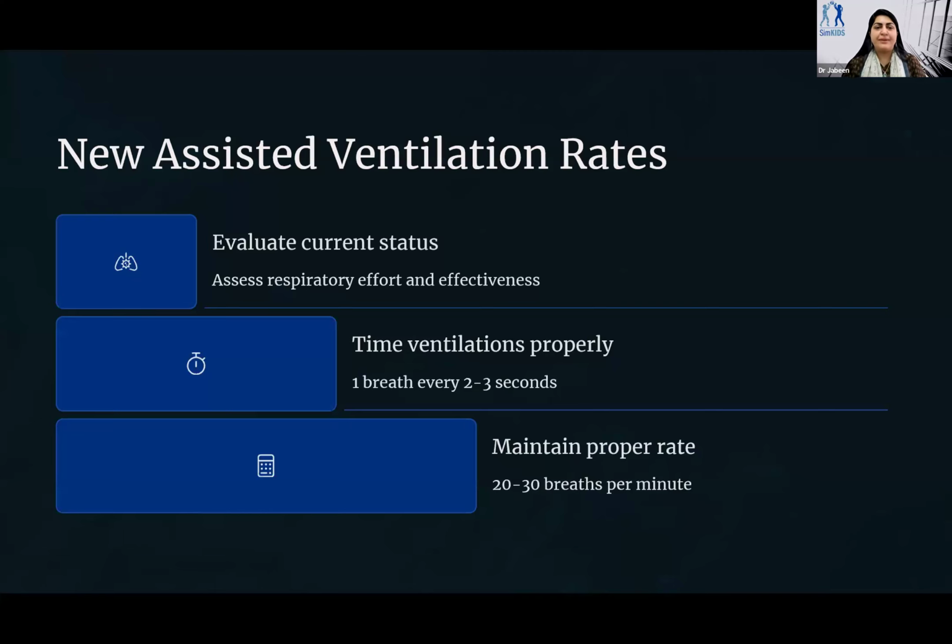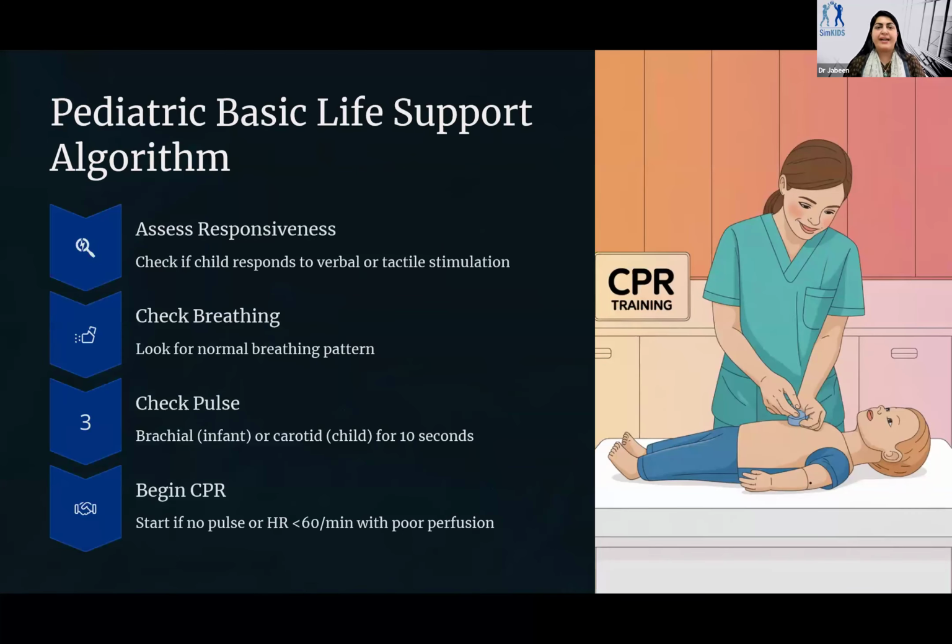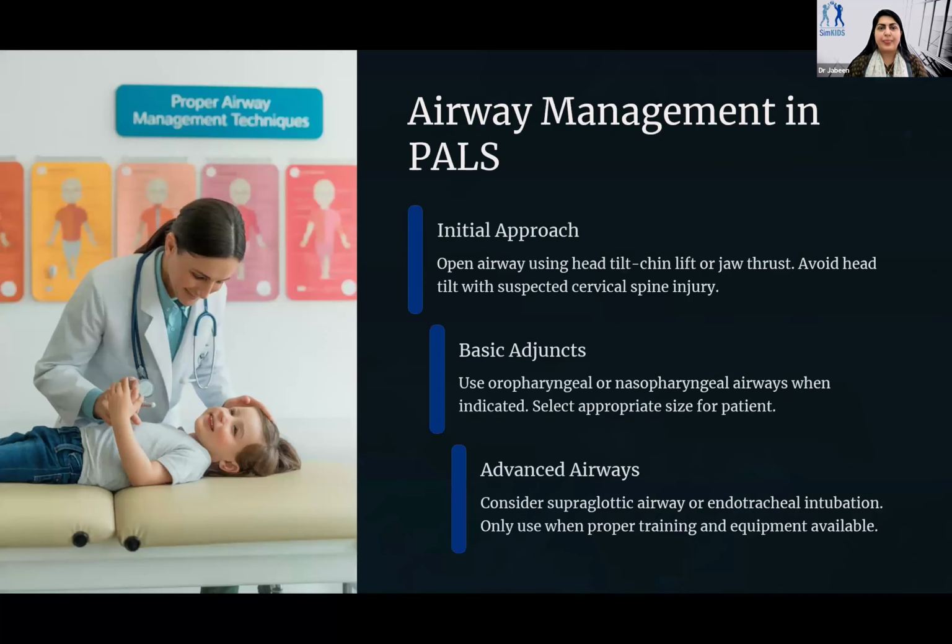So, what are some of the updates? Always assess the respiratory effort and its effectiveness. The timing of the ventilation is one breath every 2 to 3 seconds, maintained at the rate of 20 to 30 breaths per minute. In pediatric basic life support, assess the response, check if the child responds to verbal or tactile stimulation, check breathing, check pulse, and if pulses are absent, always start CPR. And we will talk more about the CPR.